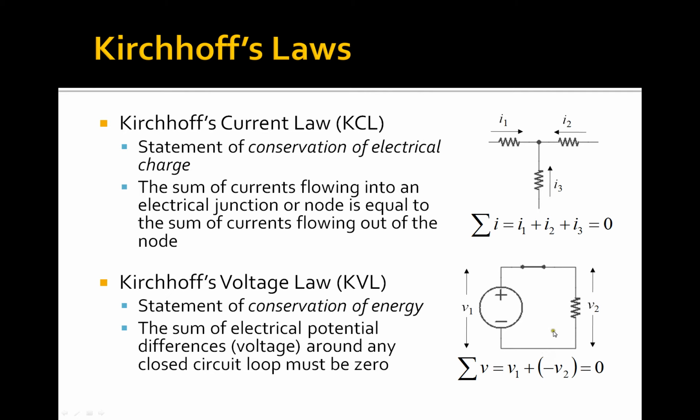All right, in this case, as the current moves from this side of the resistor down to this side of the resistor, we have a drop in the potential energy of those positive charges. Since we have a drop in the potential energy, that corresponds to a voltage decrease. So we're gaining energy from here to here, and we're losing energy from this point down through the resistor. And those two have to sum up to 0 to satisfy the conservation of energy, or Kirchhoff's voltage law.